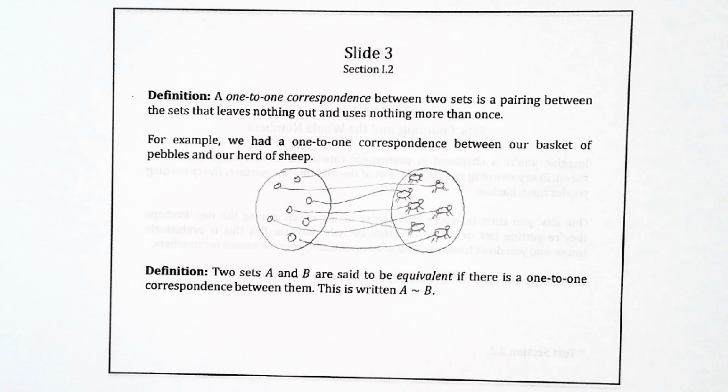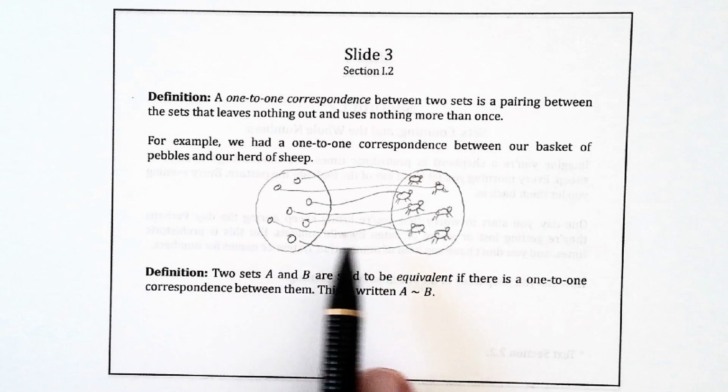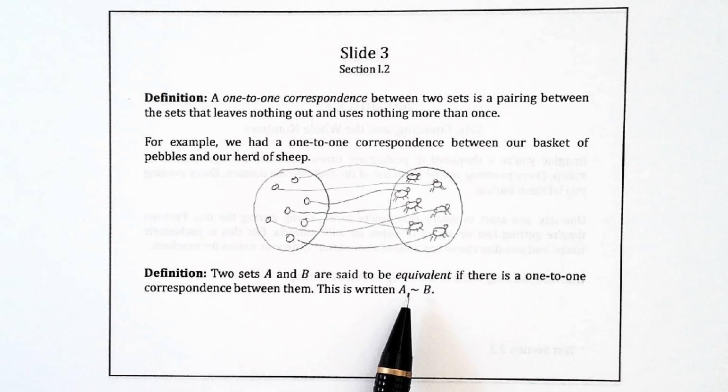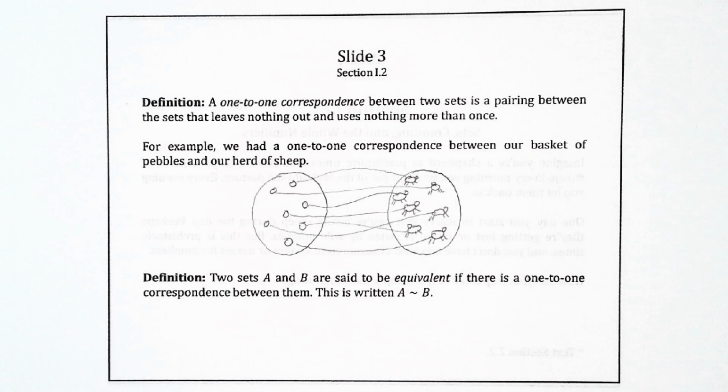Okay, so when you have a one-to-one correspondence between two sets, you say that they're equivalent, and you express that with this little squiggle symbol. So we don't say that they're equal, we say that they're equivalent. You can pair them off. In effect, we're saying that they have the same size, but notice that we haven't talked about numbers yet.